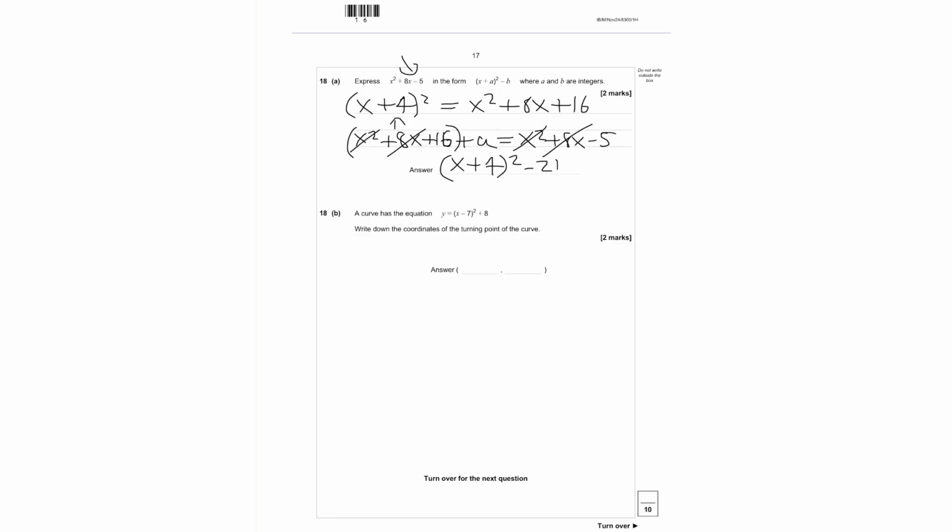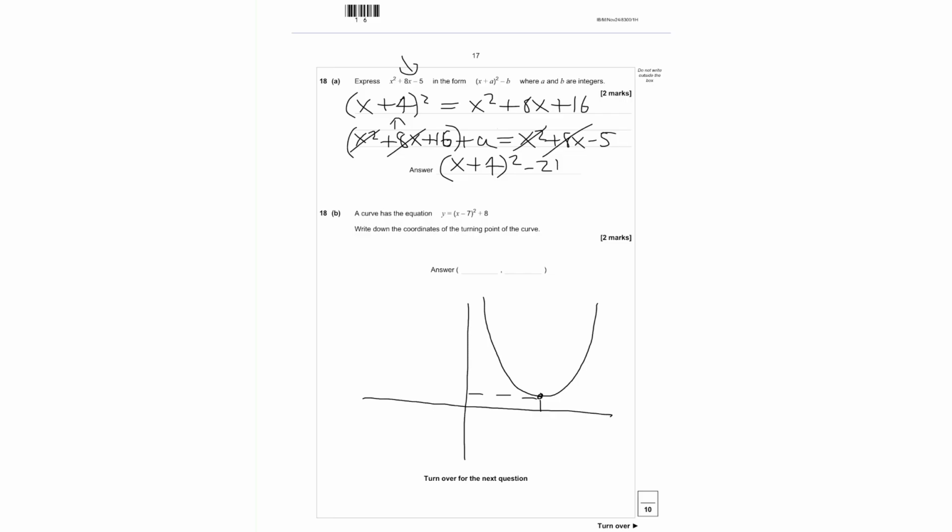For part B, we're told that a curve has the equation y equals (x minus 7) squared plus 8. We want to write down the coordinates of the turning point of the curve. So if we think about an x squared curve, I'm not drawing specifically the one we have, but just roughly, we know that it's this U-shaped curve. So the turning point is going to be the lowest point that we have.